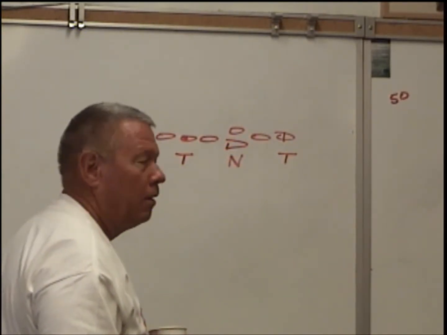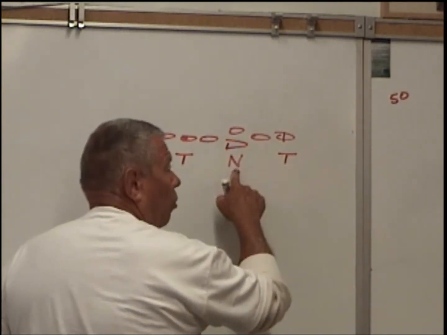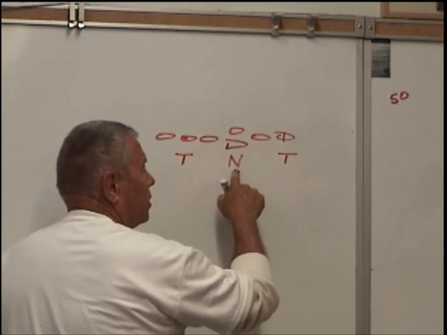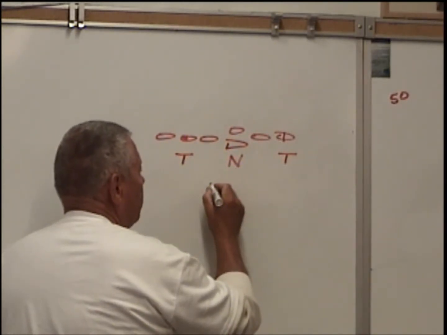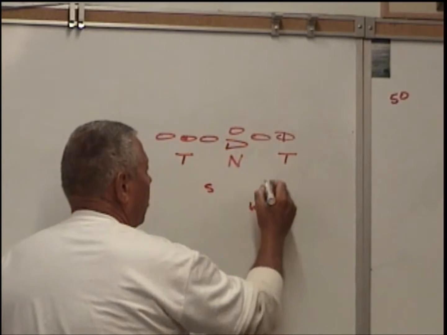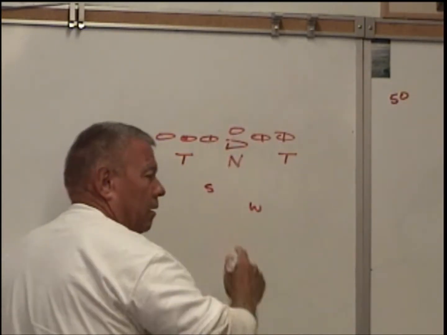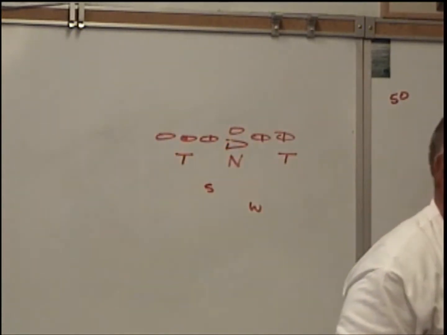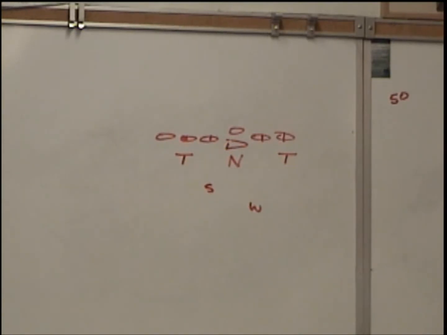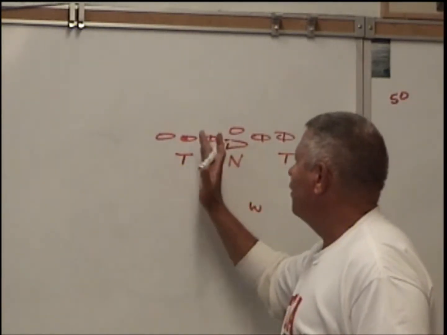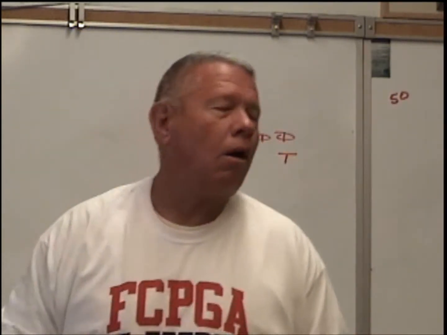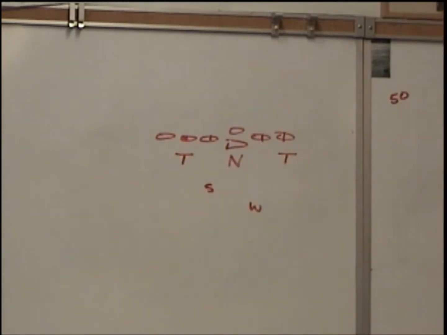All right? Important in the 50, nose guard is head up. Both inside backers are head up on the guards. Why is that? So they don't overrun. Everybody's got the same inherent problems. Some people in the 50 shade the guys a half man on the guard, right? But we're head up to slow them down a little bit because we don't want to overrun on the front side and the back side.